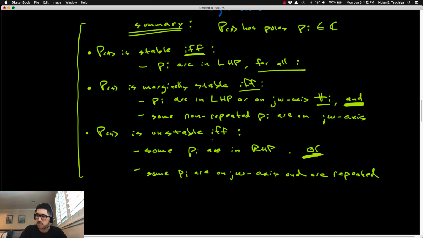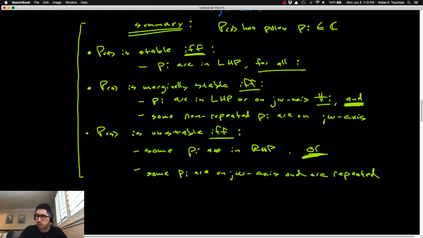Transfer function P of s is unstable if and only if, and now this is an or statement, so if either one of these statements is true, then the system is unstable. The first one says that if any of the poles are in the right half plane. So you might have 10 poles total, 9 of them in the left half plane. If even one pole is in the right half plane, the whole system is unstable.